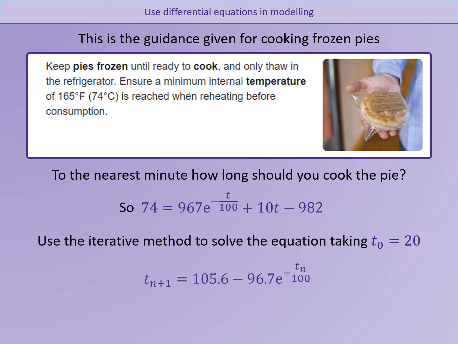So the first thing we need to do is rewrite it as a t equals equation. Now I can do that by maybe taking the plus 10t to this side, or in fact taking everything to that side apart from the 10t and then dividing by 10. If I do that, then I can get an iterative formula like this. I can substitute in my value, so when t0 equals 20, and then once I've done that, I can work out the solution. So there we go, t equals approximately 42 minutes. You want to leave your frozen pie in for about 42 minutes.